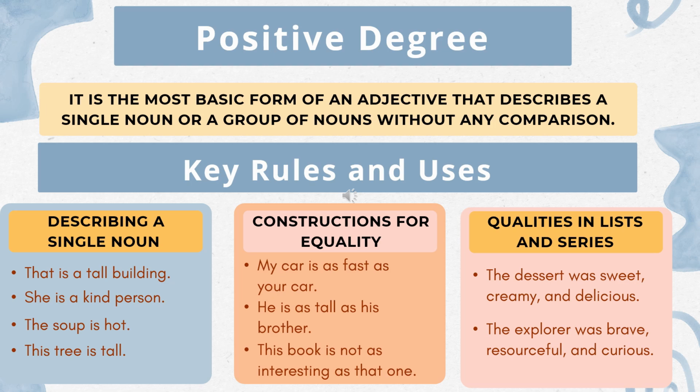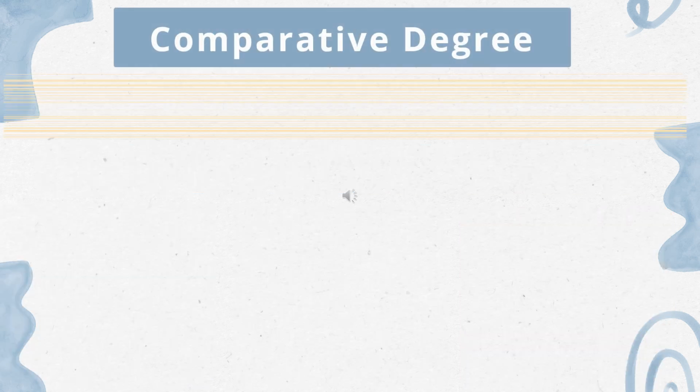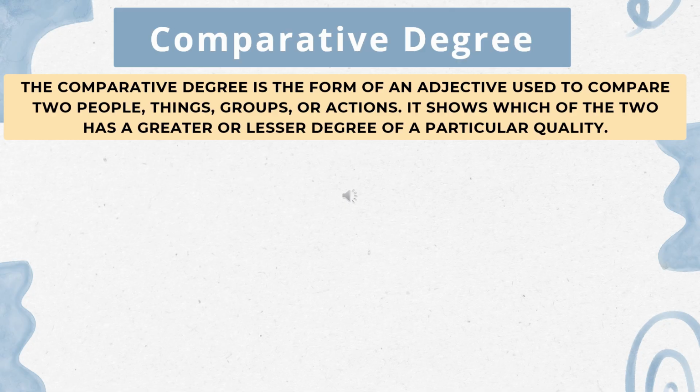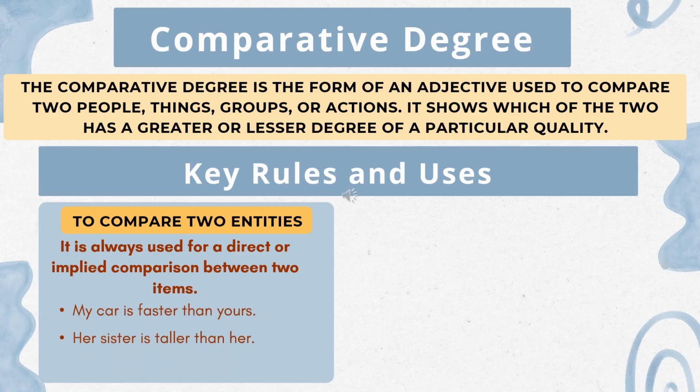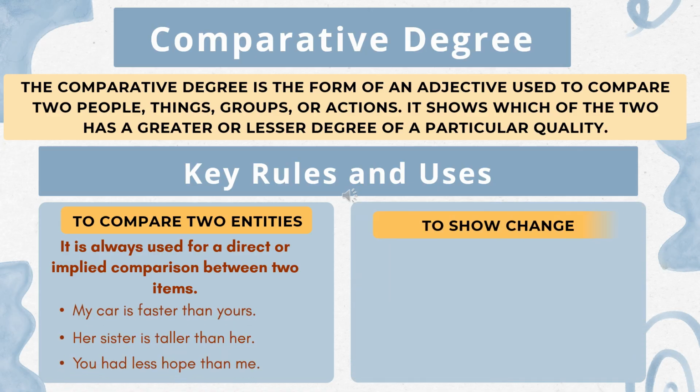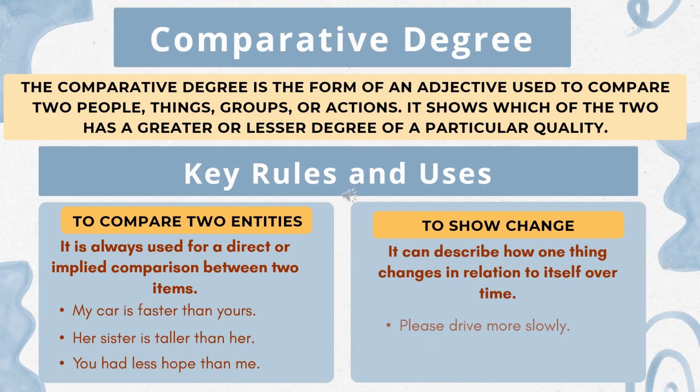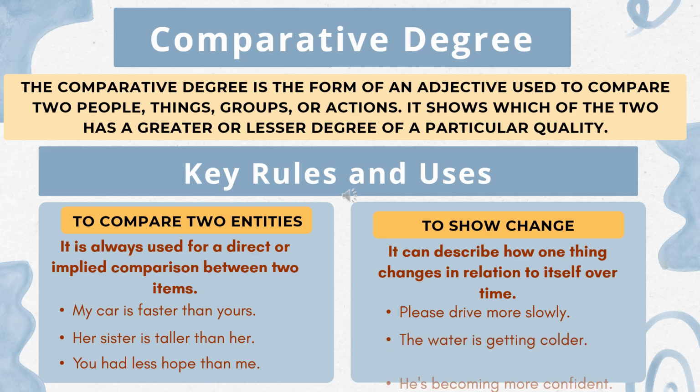Next, let's move to the comparative degree. The comparative degree is for comparing exactly two things. The main rule is to use it with the word than to show a difference: my car is faster than yours. It's also used to show how something is changing: the water is getting colder, or please drive more slowly. The key is remembering you are always dealing with two items or one item changing over time.